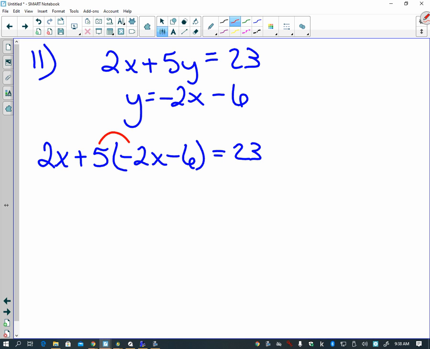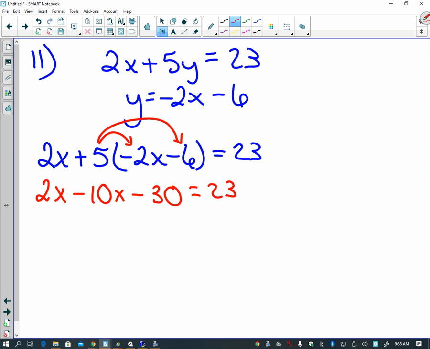Distribute the 5 to the negative 2x. Okay. And the negative 6. I like playing dumb. I do know, but just so you can have it. All right, so 2x, and then what? Minus 10x, okay. Minus 30 equals 23.